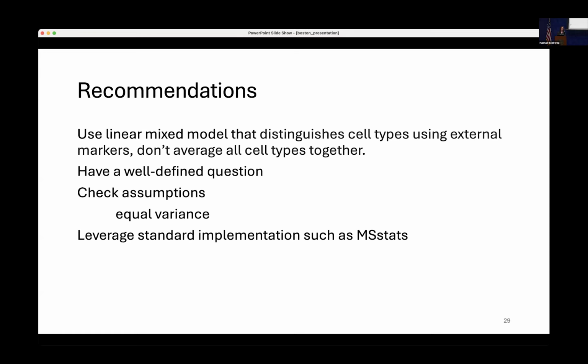Also, it's important to check your assumptions, such as equal variance. And you can just leverage any standard implementation of this, such as MSstats, which is what we did all of this work in.